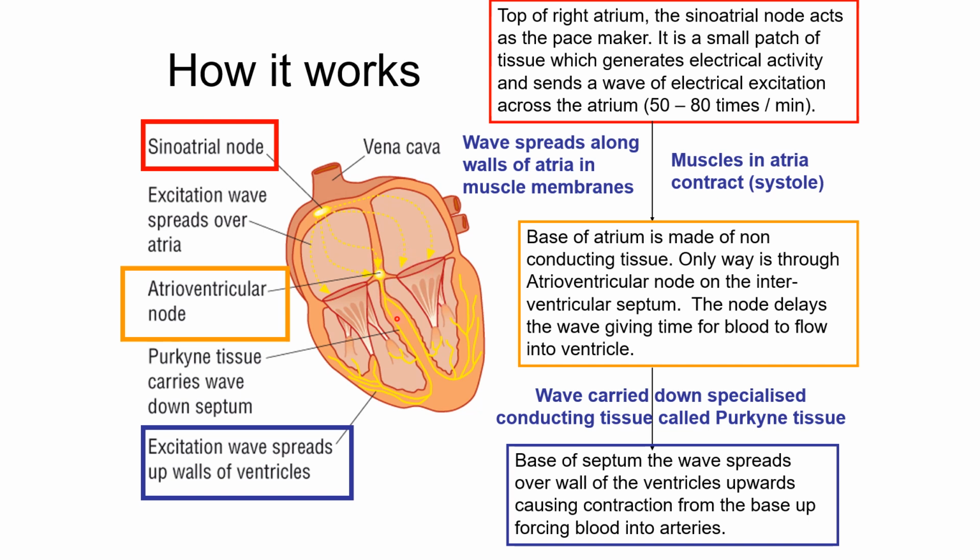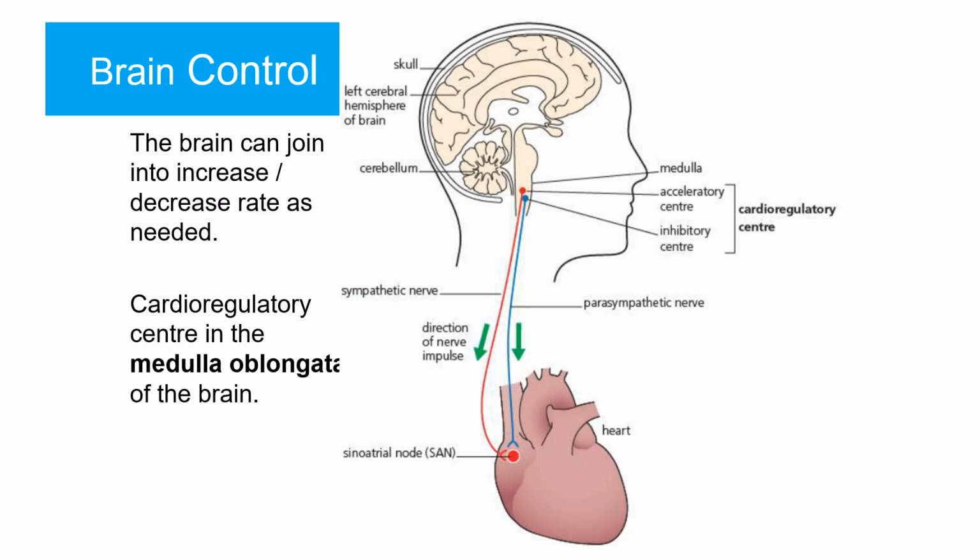The wave of excitation then travels down the Purkinje tissues in the septum of the heart till it gets to the base of the heart, and then it travels from the base of the heart, causing the heart muscles either side to contract, which pushes the blood upwards and out of the ventricles into the aorta or the pulmonary artery under high pressure. So how does the brain control it?